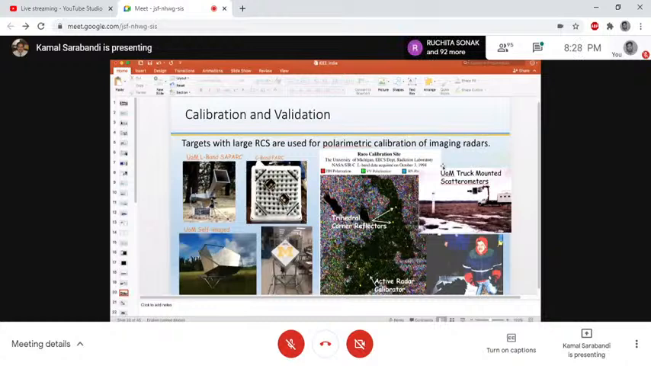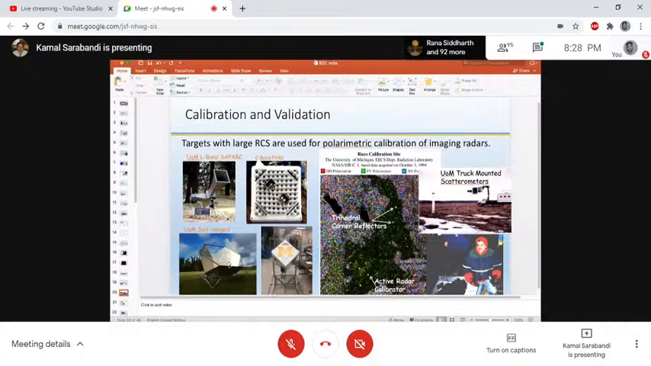This is a polarimetric active radar calibrator that produces a specific polarization response. This was at L band. This has a very large radar cross section, about 45 dB. That is about 50,000 square meter radar cross section. We use a corner reflector. This was a very interesting corner reflector that we invented.